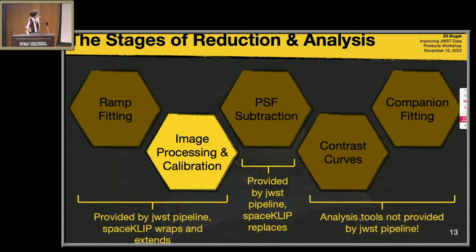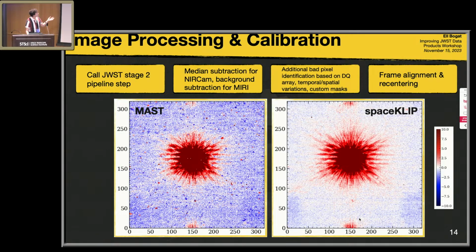If we move on to the stage 2 step, we're going to do the same thing where we're wrapping the stage 2 pipeline. And then we are adding some additional steps after this for NearCam, that is median subtraction, via determining the median with sigma clipping and then subtracting that on a frame-by-frame basis. And similarly doing background subtraction for MIRI.